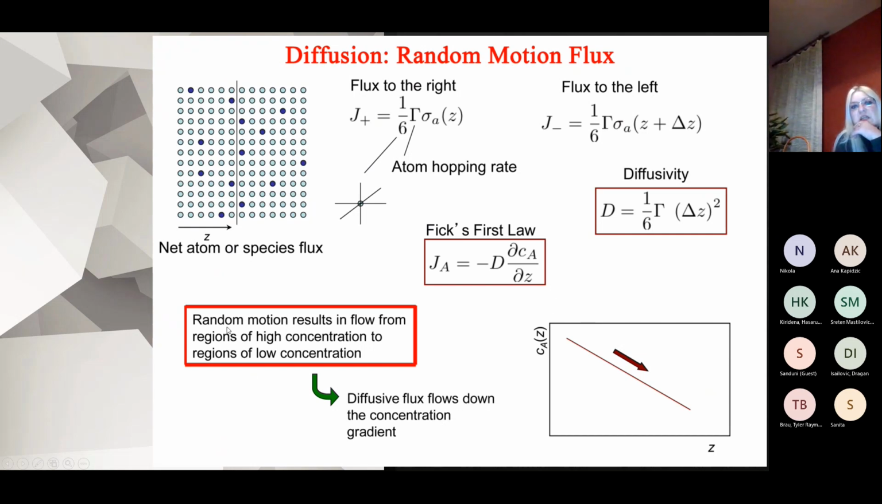Basically, we said that the random motion results in a flow from regions of high concentration to regions of low concentration. So if you look at the concentration depending on the position, we're going to have a shift of concentration from the place where the concentration is high down to the place where the concentration is low. Then we said that the diffusive flux flows down the concentration gradient. So that will also be the direction of the flux.